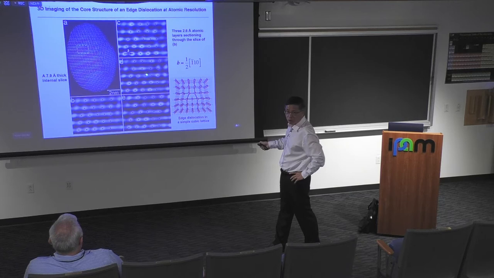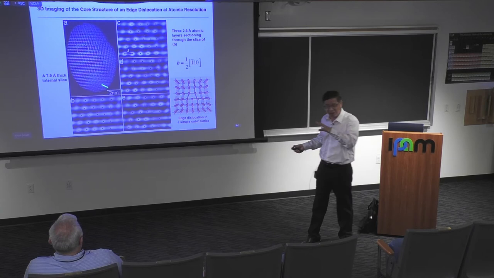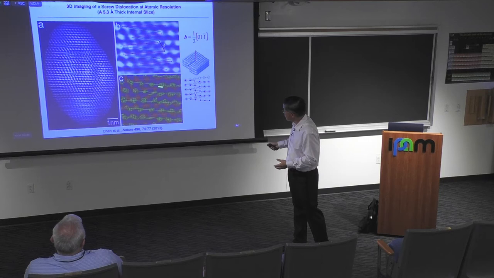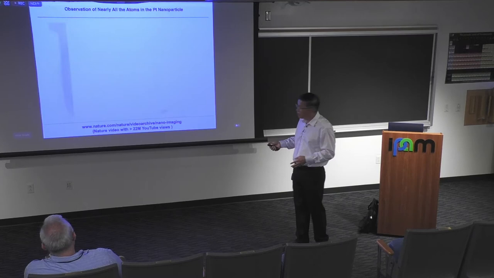Nobody has seen it before in 3D, actually, the core of the edge, until this, especially for screw dislocation. Screw dislocation is two atomic layers rotated by a small angle. Because the projection image makes a small angle very difficult to see, but here we indeed see this zigzag pattern in the textbook. And Nature made this, we have more than 22 million views, most of the views ever made by Nature.